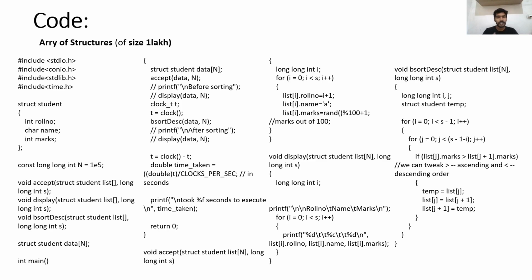And then after that, I have sorted it using the same function, that is the bubble sort, with two loops, with a complexity of O of n square. And I have sorted it based on the marks. Okay.